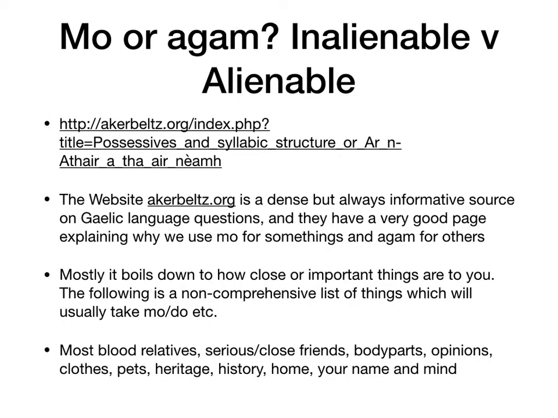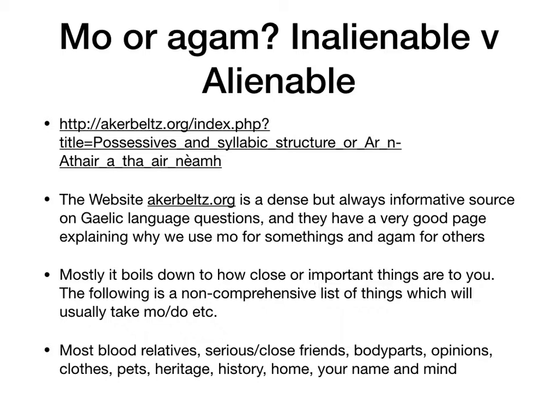So a very good little page to go on is this difference between mo or akam, a thing called inalienable versus alienable. If you go to the website ackerbelts.org, it's quite dense, but I find it a very good informative source on Gaelic language questions, written in quite an inimitable style. They have a very good page explaining why we use mo for some things and akam for others. You'll see the link there. Mostly it boils down to how close or important things are to you.